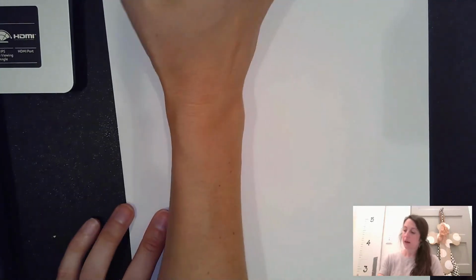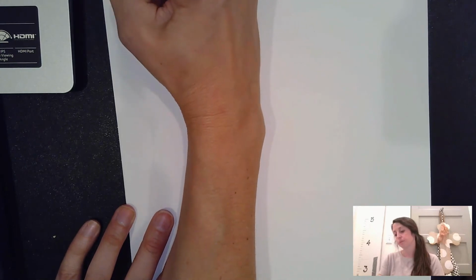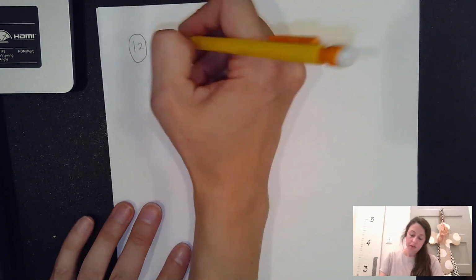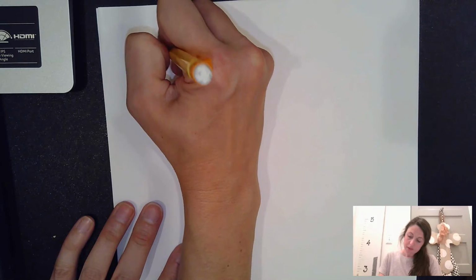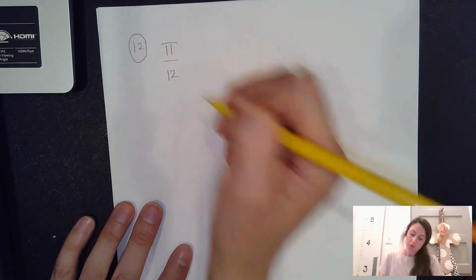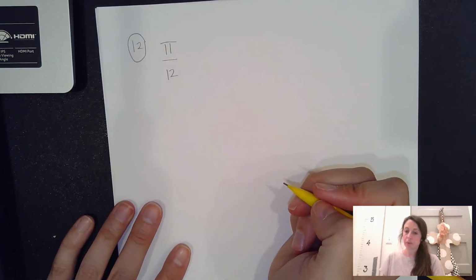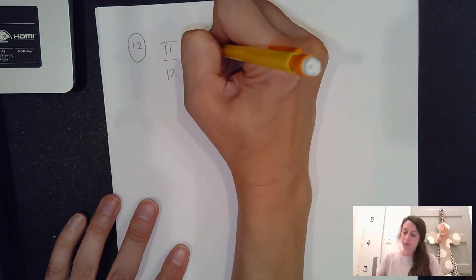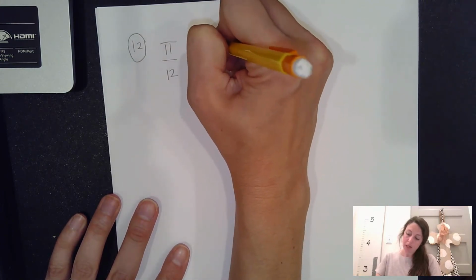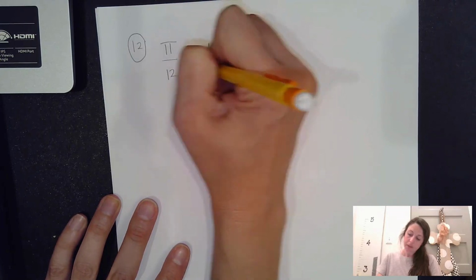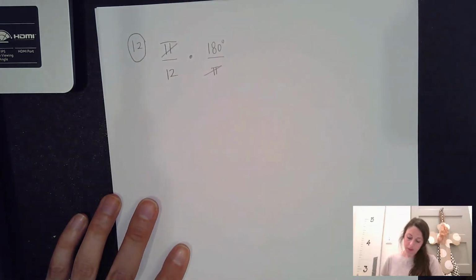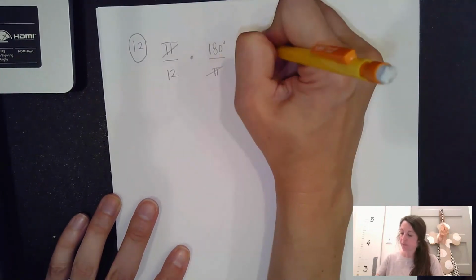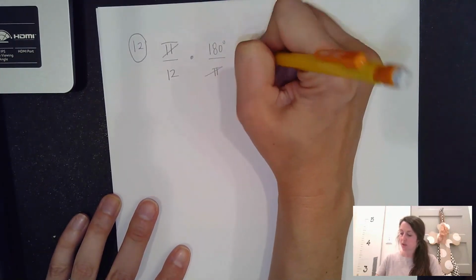All right, so what about changing from radians to degrees? So if I took a radian measure pi over 12 and I wanted to change it to degrees, remember I would multiply by 180 over pi. So your pi's will basically go away. So 180 divided by 12 is basically what I'm going to do here. So this is going to be 15 degrees.